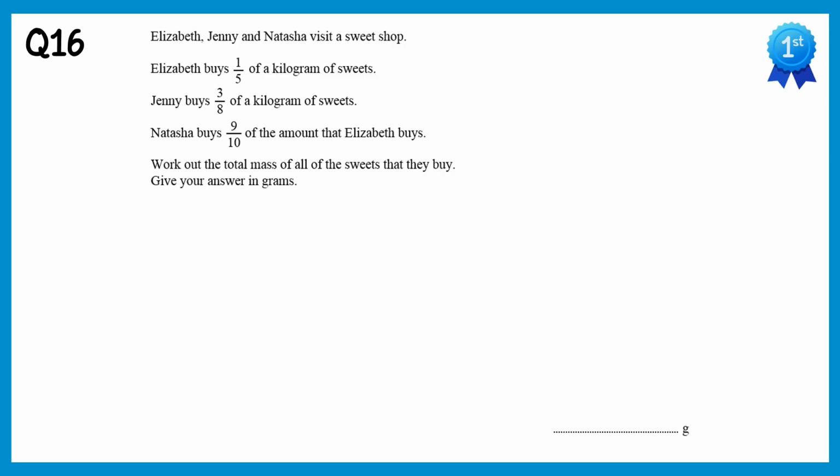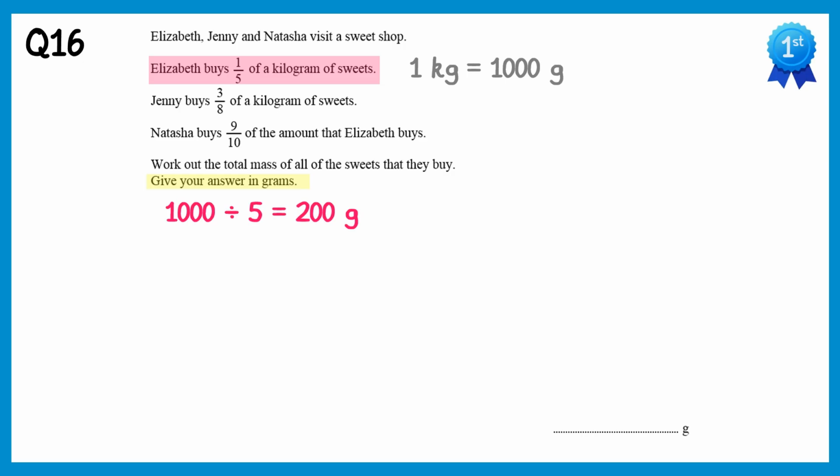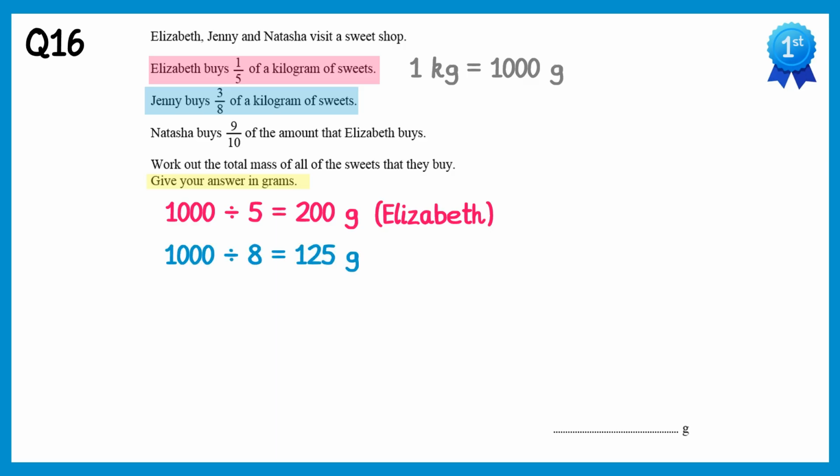In this question, we're asked to give our answer in grams. So the first thing we'll do is rewrite 1 kilogram as 1,000 grams. It says Elizabeth buys 1/5 of a kilogram, so we're going to take that 1,000 grams and divide it by 5, which gets you 200 grams. So that's Elizabeth's amount. For Jenny's, it's 3/8 of 1 kilogram, so first of all do 1,000 divided by 8 to get 1/8, which is 125, and then to get 3/8 times this by 3 to get you 375.